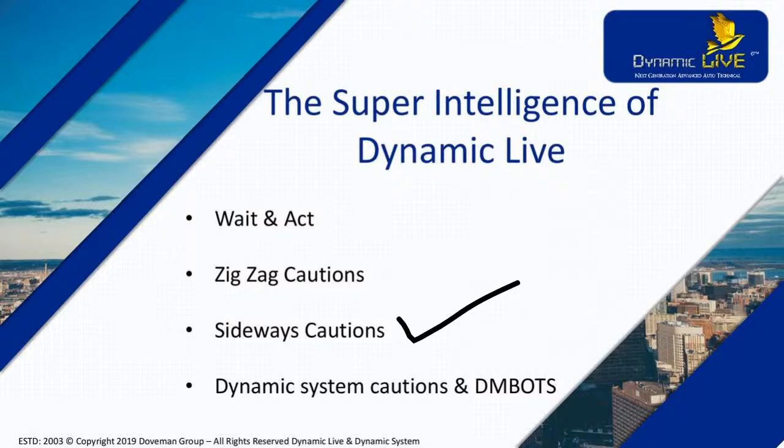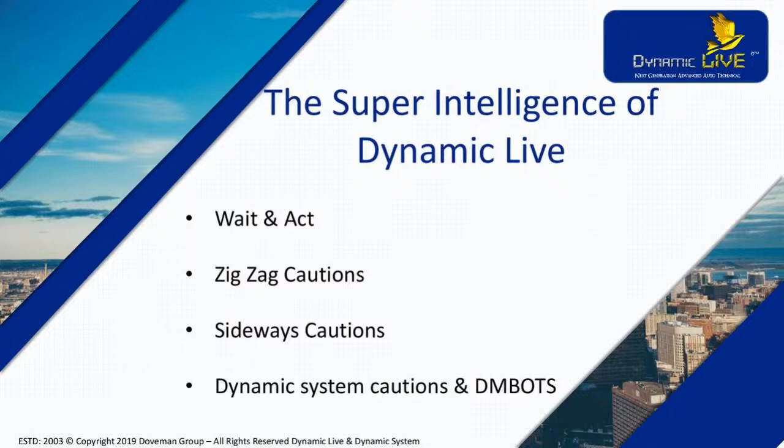And then we have these dynamic system cautions and DMBOTS here. Whenever there is a major movement in the market, right at the top or right at the bottom, these dynamic system caution symbols will appear, telling you that the price is about to reverse. So when you know that, you will be able to exit your trades very early with maximum profits. And not only that, you'll also be able to take the opposite trade very early in order to capture the big movement. So these are all the benefits.